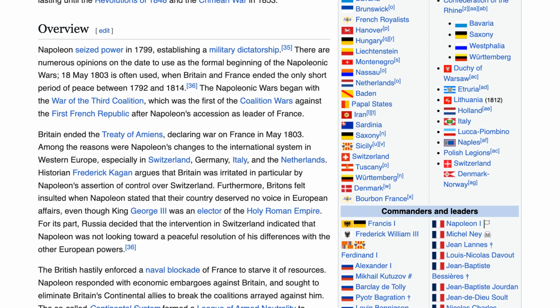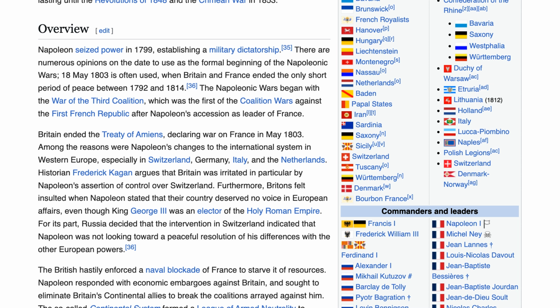After the end of the Napoleonic Wars, the Congress of Vienna redrew Europe's borders and brought a relative peace to the continent, lasting until the revolutions of 1848 and the Crimean War in 1853. Overview: Napoleon seized power in 1799, establishing a military dictatorship.